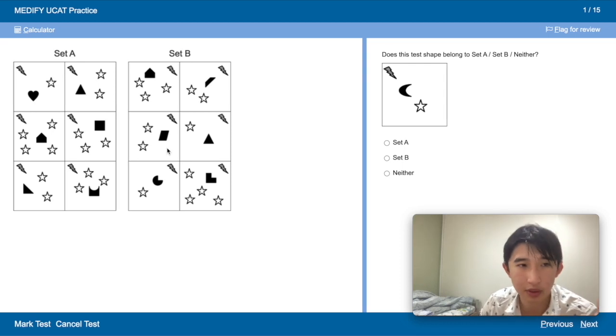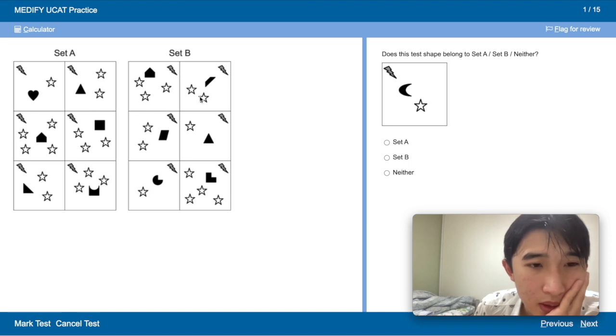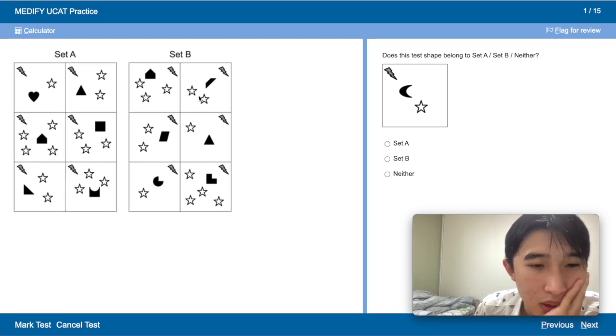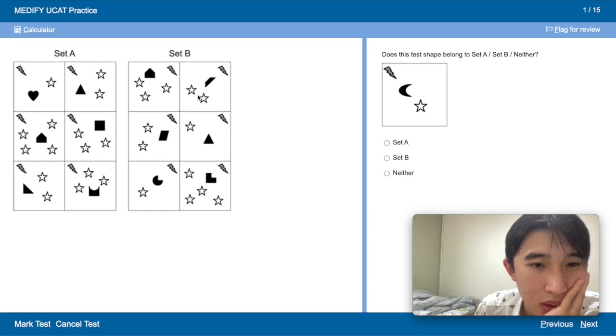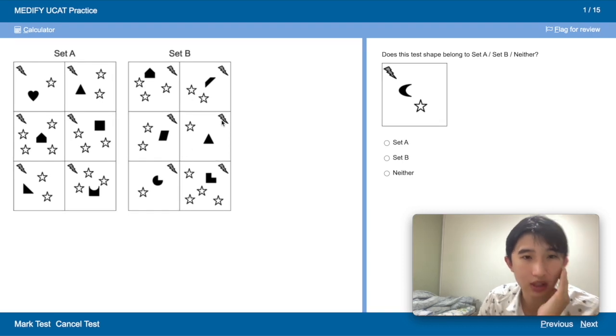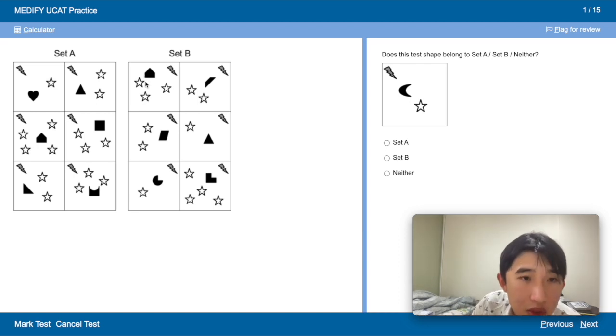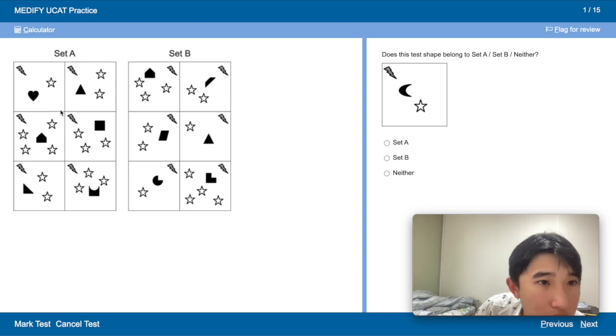Okay, so first of all, right away, the lightning symbol is on the left, yeah? And we have to see what the star does. So it's the number of stars corresponding to the type of shape. So I think here it's the number of sides minus 2. So 1, 2, 3, 4, 5 minus 2. 1, 2, 3, 4 minus 2. So the number of sides minus 2.